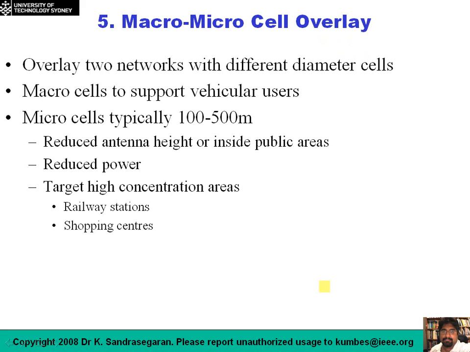Okay, so this brings us to the concept of a macro-micro cell overlay, where you have two different networks. Each network has cells of different diameters. The macro cell diameter is much larger, and the micro cell diameter is much smaller. So microcells can be used in areas where you have a lot of traffic, areas like airports, railway stations, shopping centers, where you want to create small area cells which can service your customers better.